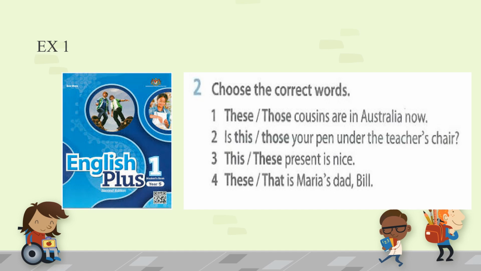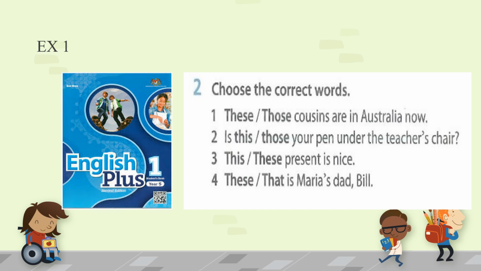Okay, for number 3, this or these present is nice. Look at the subject, present. There is only one present, without S, so the answer should be this. This present is nice. Okay, the next one. This or that is Maria's dad, Bill. Maria's dad is only one person. Bill is his name. So if there's only one, we use that. That is Maria's dad, Bill.